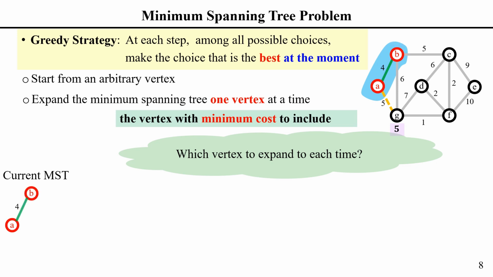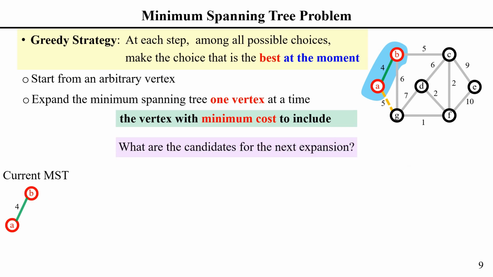Why? Because our goal is to build up a tree with the minimum weight. So we prefer lower cost. Alright, so the current minimum spanning tree contains the edge AB. It doesn't span the graph, so we need to keep going. In the next round, what are the candidates to expand to? You may say C and G.